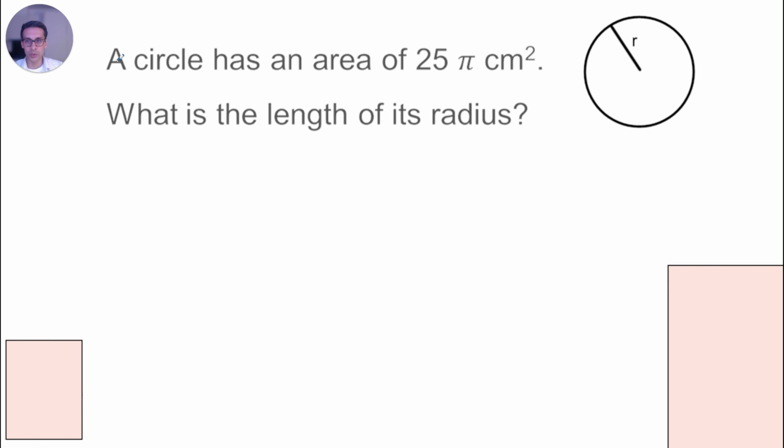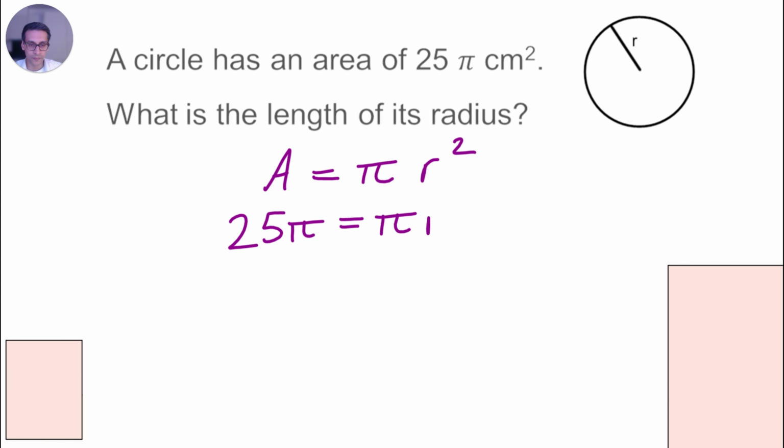So let's look at the first one. A circle has an area of 25 pi. What's the length of its radius? Step one is always just write the formula. Area equals pi r squared, or pi times r times r. We know the area. The area is 25 pi. So that's equal to pi r squared.